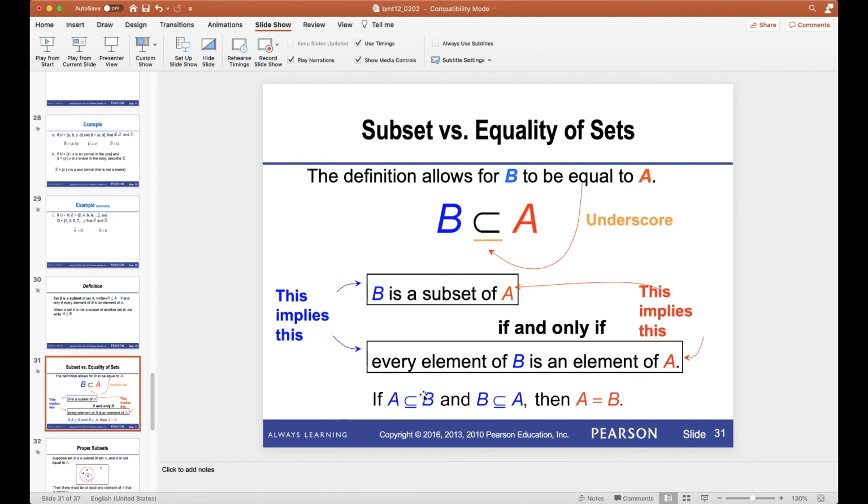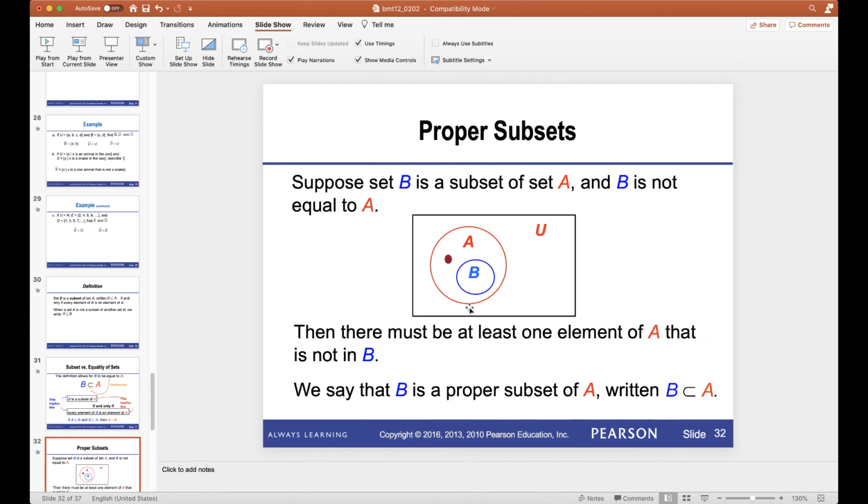Okay? So again, if A is a subset of B and B is a subset of A, then they are equal to each other. And this is something you would use to prove that one set is equal to another. You would have to show that A is a subset of B and then B is a subset of A. Then if that's true, they're equal to each other.